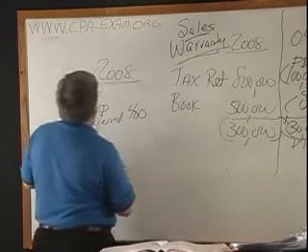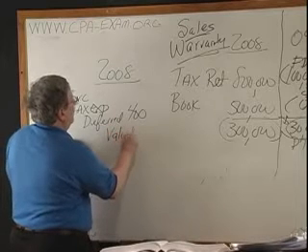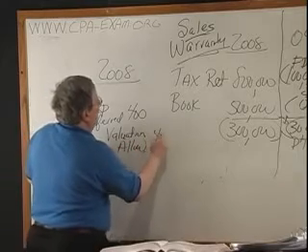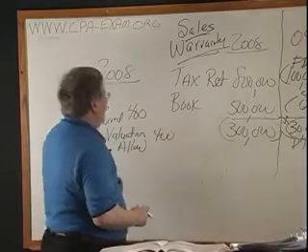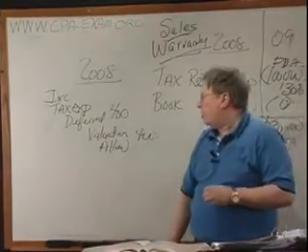And then you're going to credit a valuation allowance account for $400. Now, why do we have a debit to income tax expense deferred?